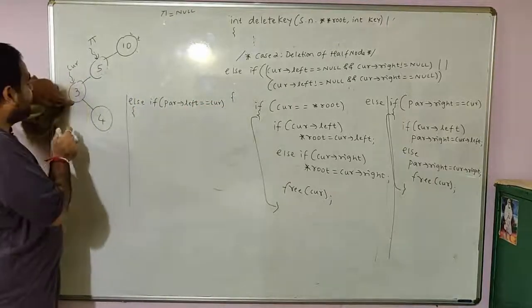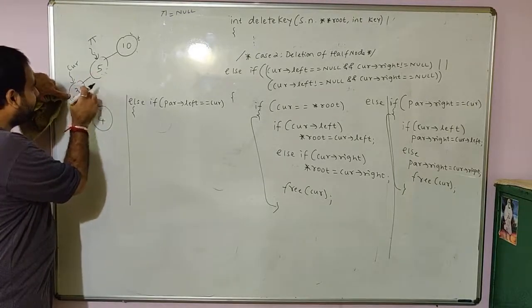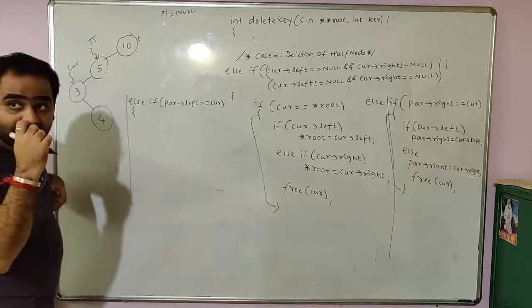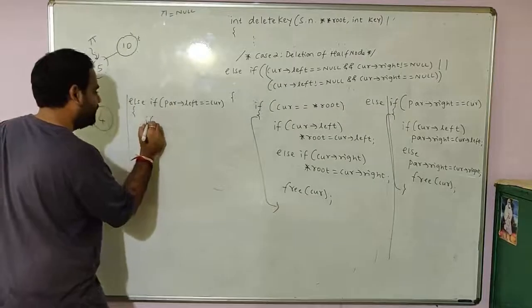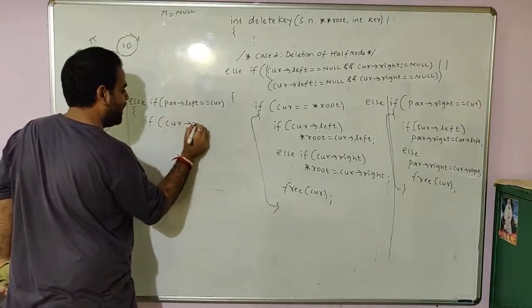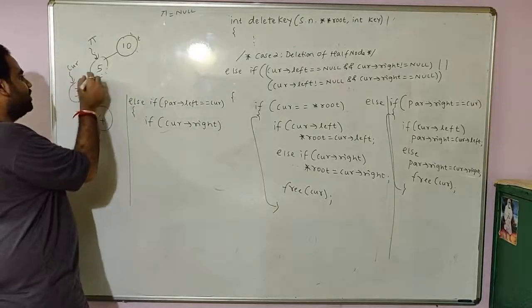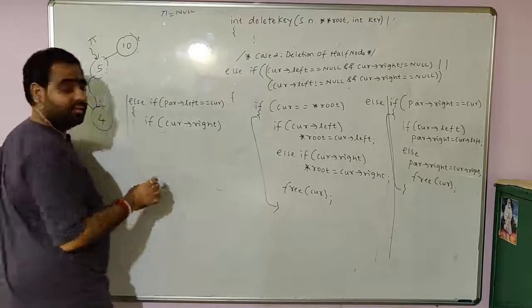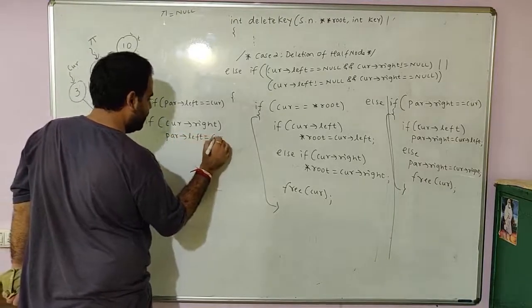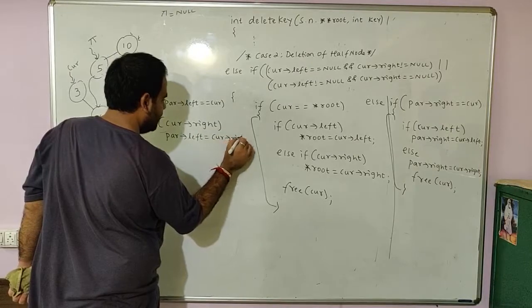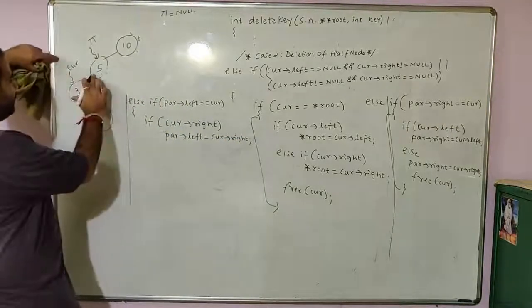Now when I say parent->left is current, I need to say parent->left equal to current->right. Why current->right? Because there exists a right child of current. Hence I need to check if current->right not equal to null. Yes, current->right is not null. Hence I should say parent->left equal to current->right. Is that okay? Now this is the one case.